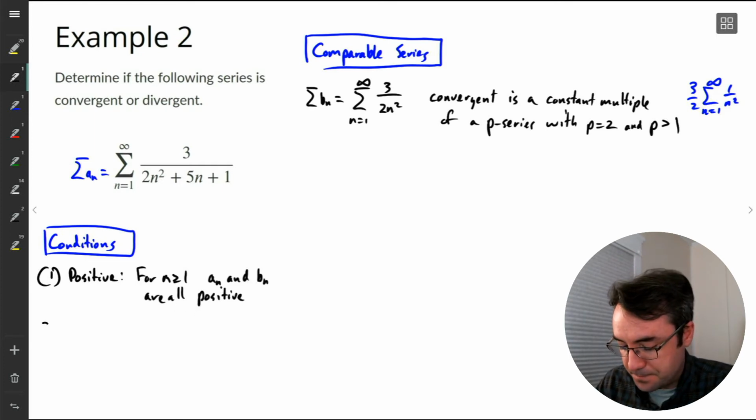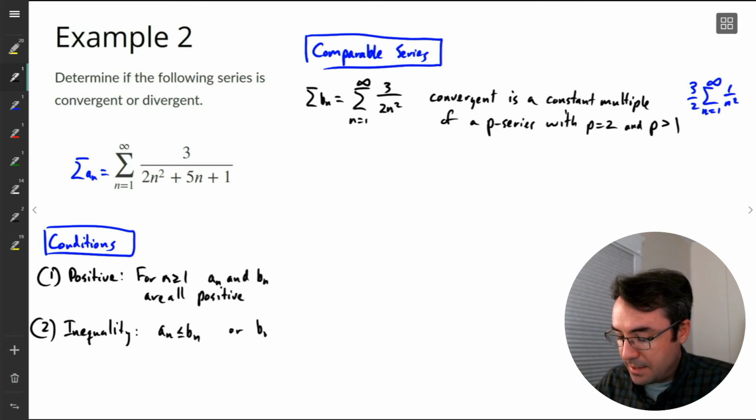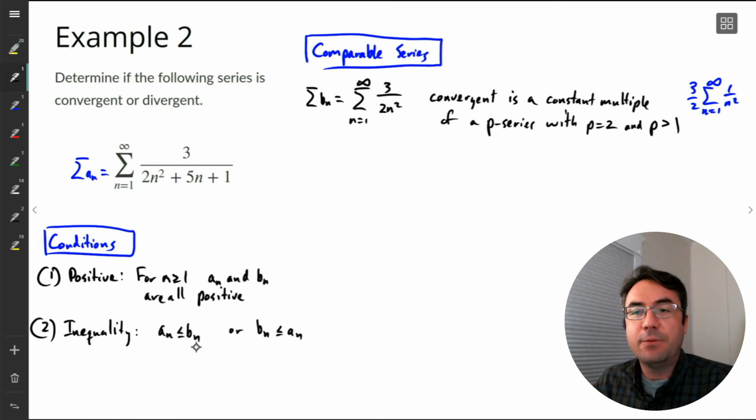Everything's positive. Then we want to look for our inequality. So we want to go through and try out our inequality. We have 2 choices for the inequality. We're either going to do a_n is less than or equal to b_n, or b_n is less than or equal to a_n. And how we choose which one we need to show is we go up to our comparable series here, and we go with what we're expecting sigma a_n to do. So if sigma b_n is converging, then we're going to expect sigma a_n to converge. And that means we need to show this inequality.